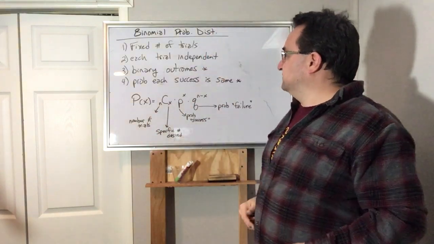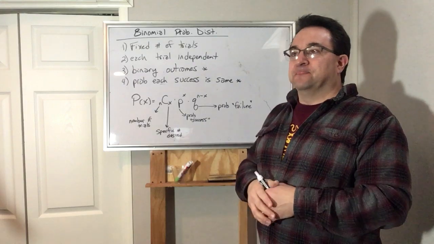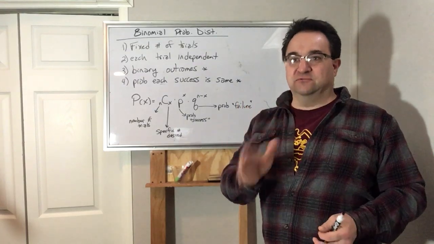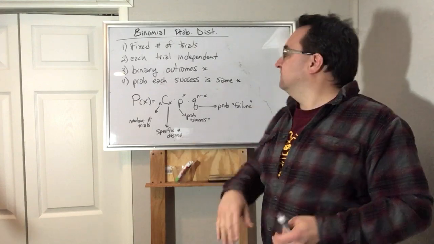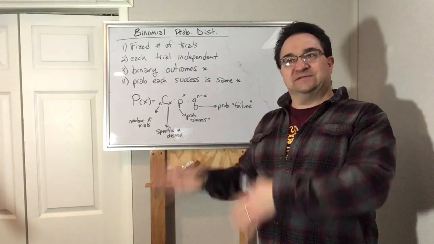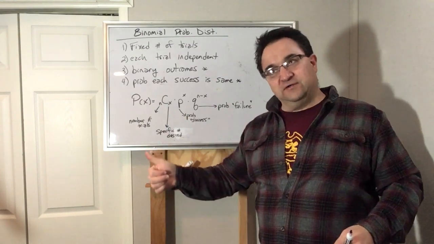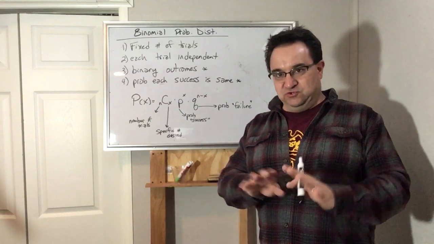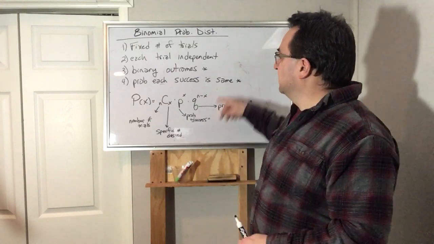One, there's got to be a fixed number of trials. That means, like, if I'm tossing a coin, how many times are you tossing it? It's got to be set. Each trial has to be independent. That means what I get for my second coin toss has nothing to do with what I got on my first coin toss. So each one is independent of the last one.